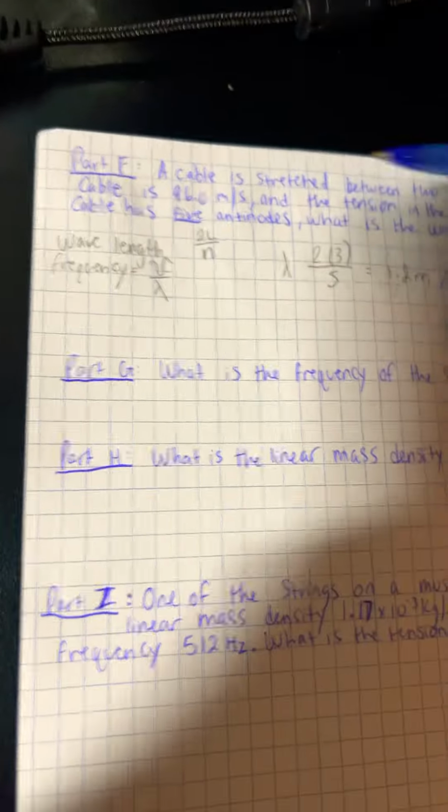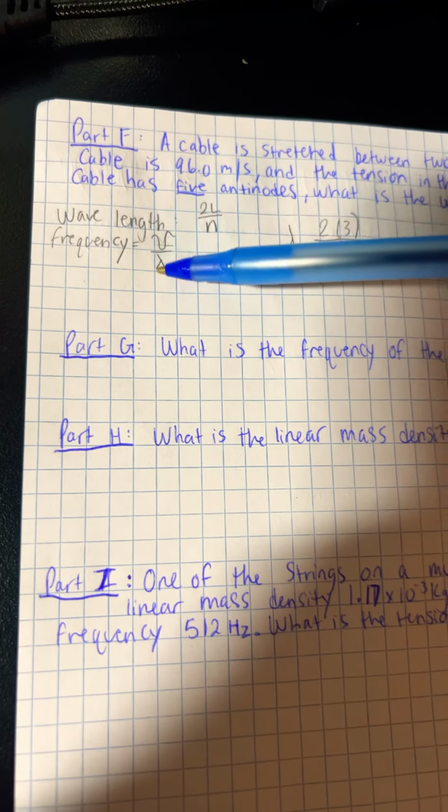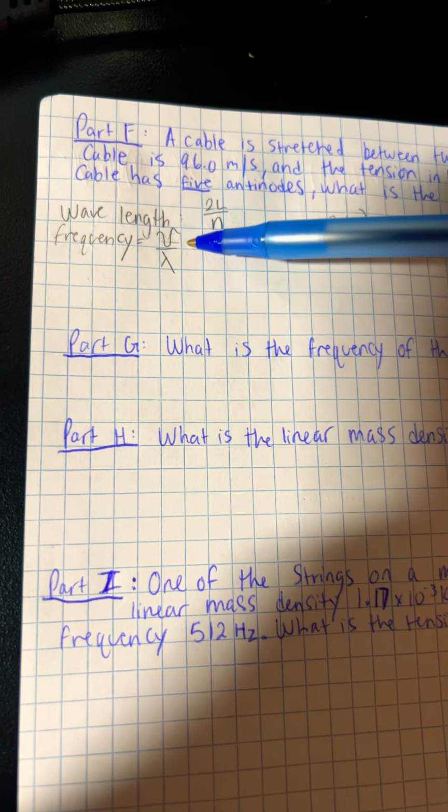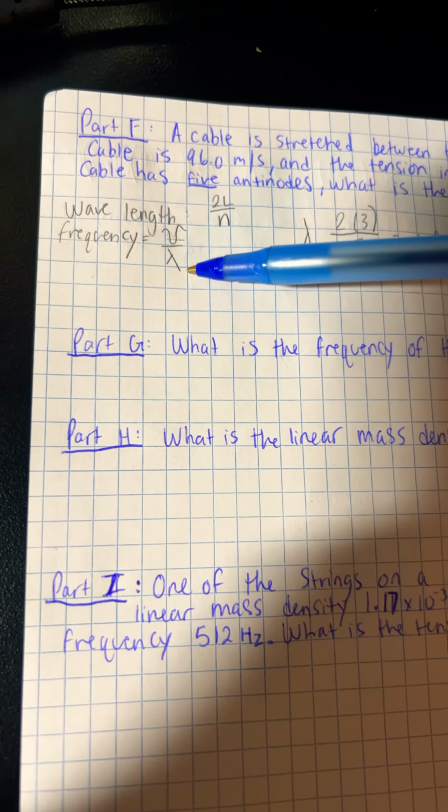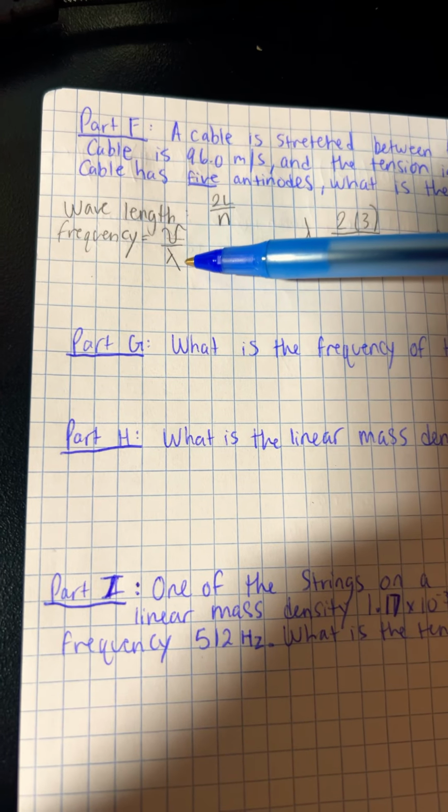So to start part F, it's just going to be the wavelength formula that I stated, 2L over N. It's just going to be 2 times 3 over 5. Now, here I wrote down our wavelength, 2L over N. Frequency is that wave speed over that wavelength.